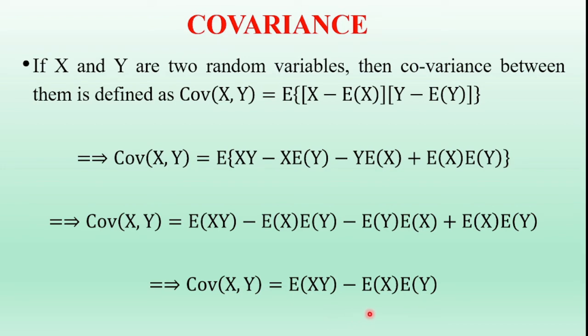If capital X and capital Y are two independent random variables, expectation of XY is equal to expectation of X into expectation of Y. Applying the independent random variable condition on the RHS of this equation, the covariance of X comma Y is equal to 0. If covariance of X comma Y is equal to 0, the random variables X and Y are said to be uncorrelated random variables. So this is the definition and derivation of the covariance.